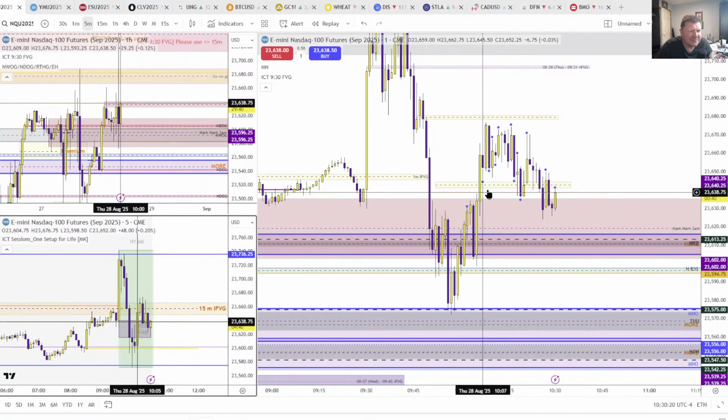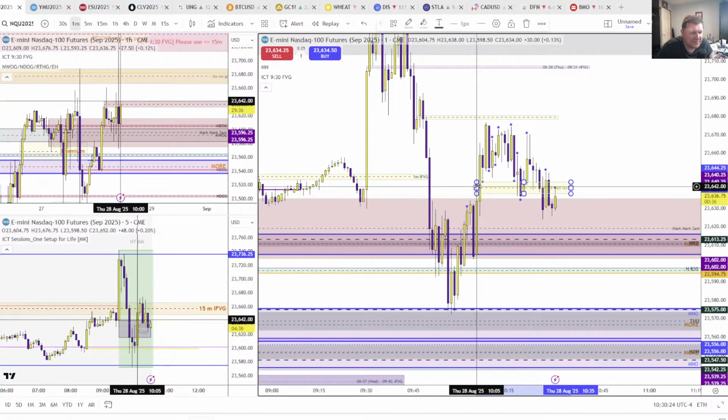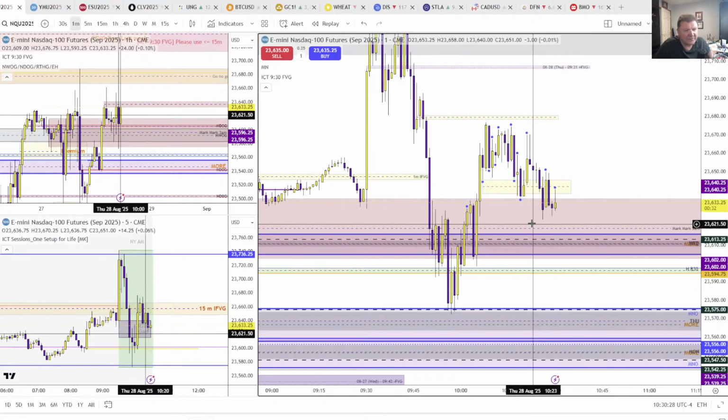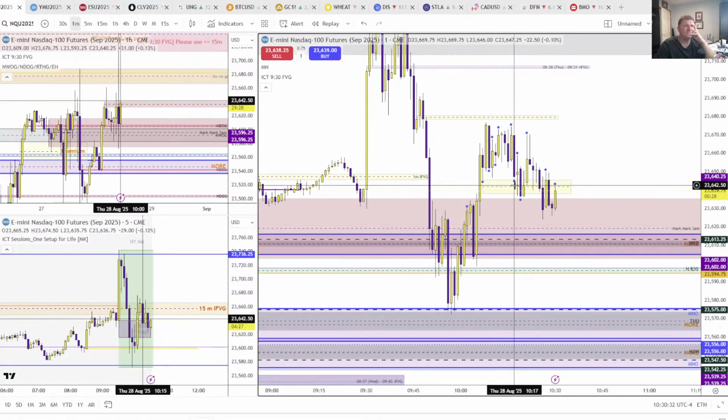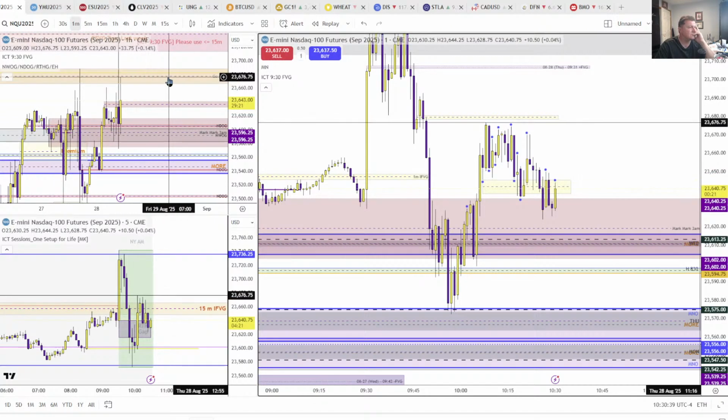Coming back into this BISI now that we've broken it to the downside. So now this becomes important. See if that comes lower now. We're digging into this candle. You're still bullish at E, looking for the hour. Look at the hourly chart.